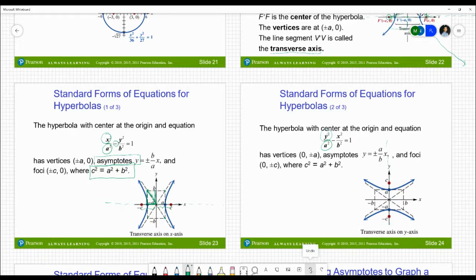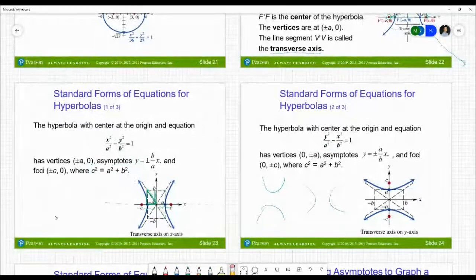How do you know whether it opens up and down or left and right? Look at the value that is positive. Go ahead and make a note of that if you need to. If the value that's positive is x, then it's going to open left and right. If it's y, it's going to open up and down.